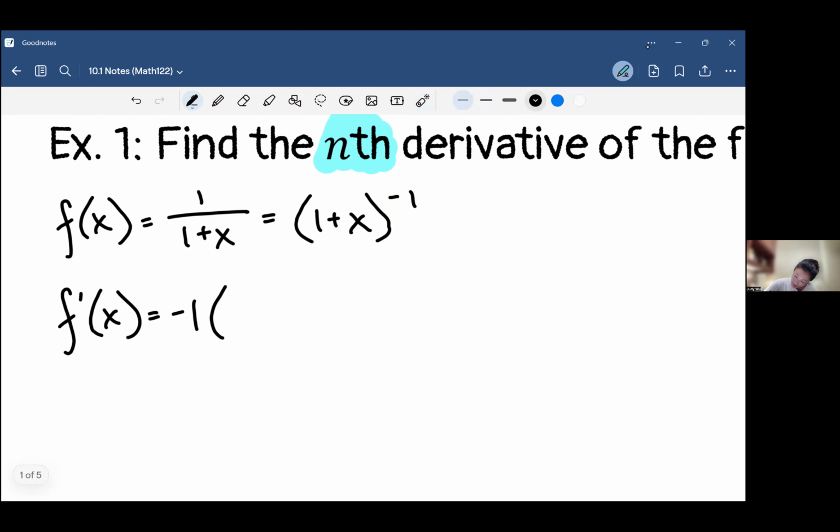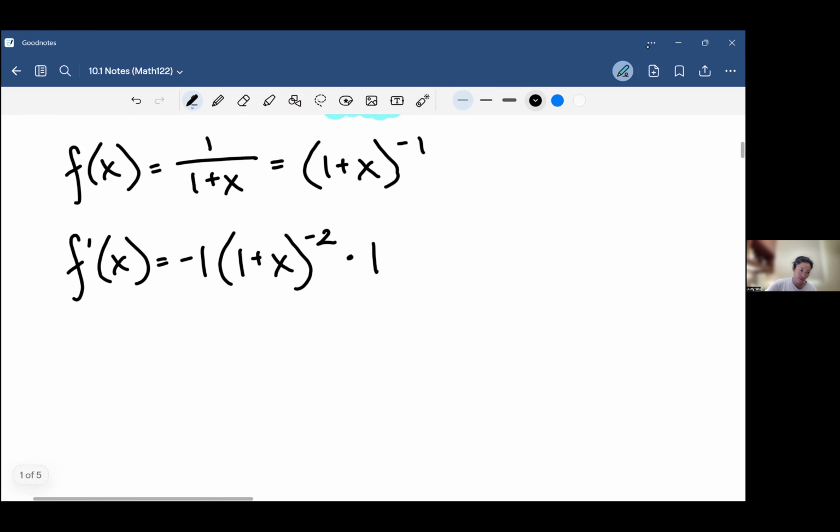-1, parentheses, keep the inside the same. And then -1 minus 1 is -2. Okay. Times, I want to multiply by the derivative of the inside. So the derivative of 1 plus x is just 1. Okay. Now, I'm going to leave it like that for right now. And we'll see what we get.